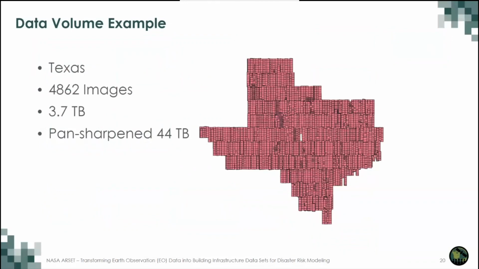And oftentimes, for example here in Texas, we ended up with 4,862 images, which is about 3.7 terabytes of data. And then once we have all of these images, we will pan sharpen them to just under 0.5 meter resolution. And oftentimes that will balloon the data pretty significantly. In the case of Texas, it ended up being about 44 terabytes of data. That image on the right just shows you the outline of each image that we used. And when the images overlap, we choose the imagery that meets our requirements, our specifications. So the newest image goes on top.